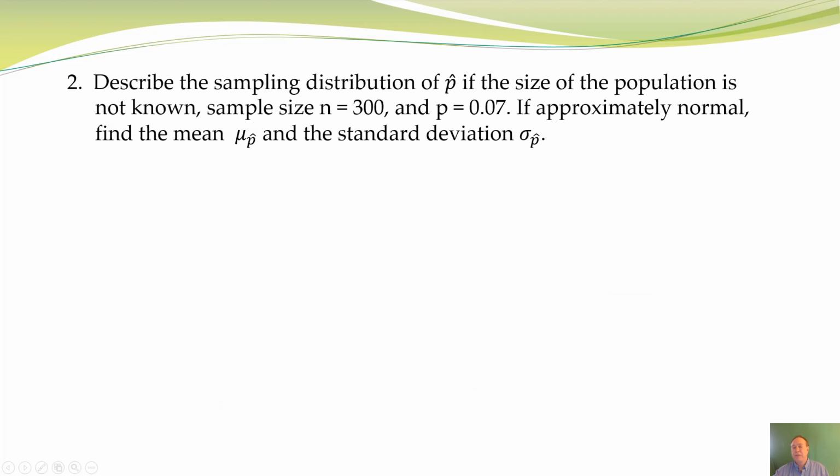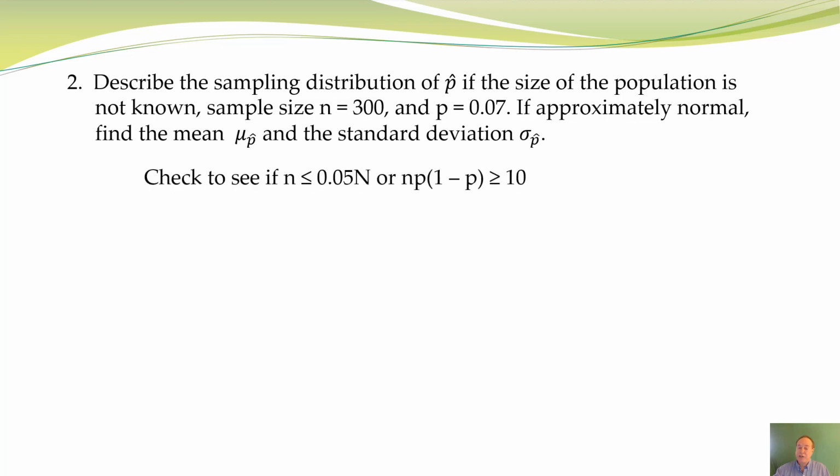Now, second, describe the sampling distribution of P hat if the size of the population is not known. But we know a sample size n equals 300 was taken, and it had P hat of 0.07. If approximately normal, find the mean, mu sub P hat, and standard deviation sigma sub P hat.